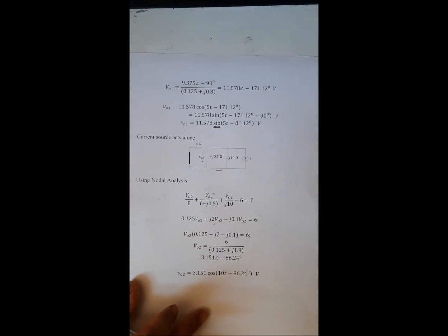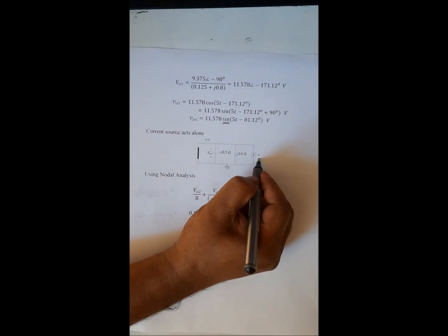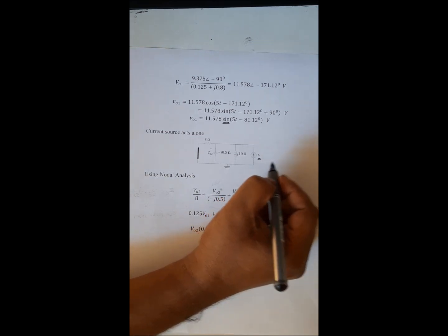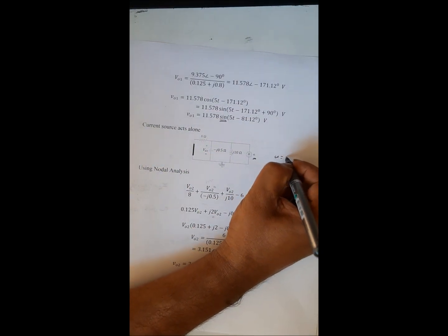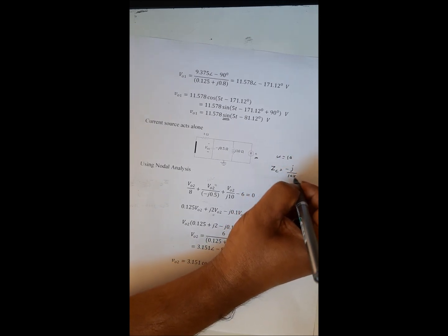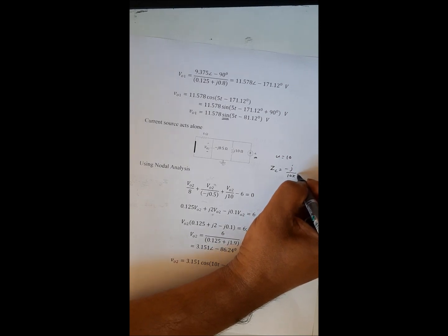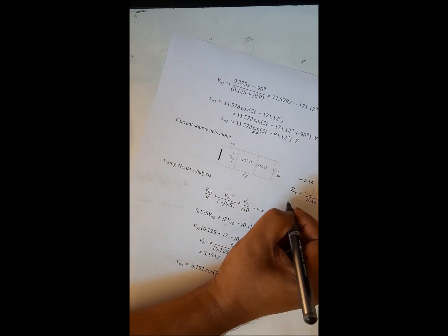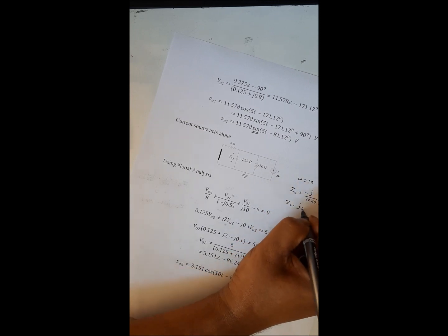Now we can take the current source alone. We have a current source of 6, and now the frequency is 10, so omega is 10 for this case. We will get ZC equal to negative j over (10 times C), and with C equal to 0.2, it will be negative j0.5 ohms. XL will be j omega L, which is 10 times 1, so this will be j10 ohms.